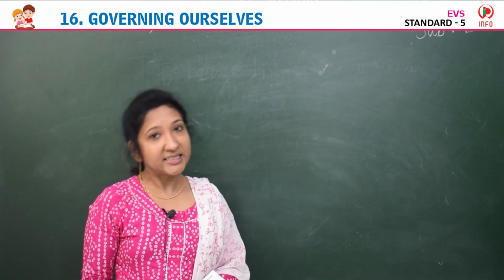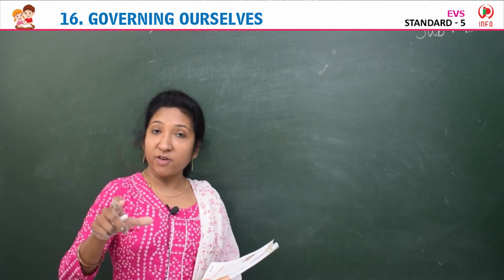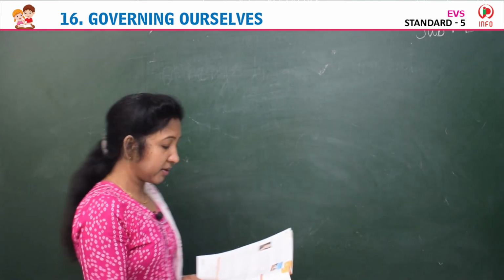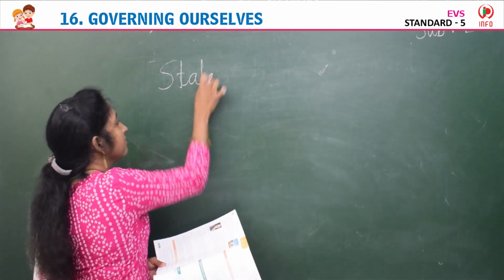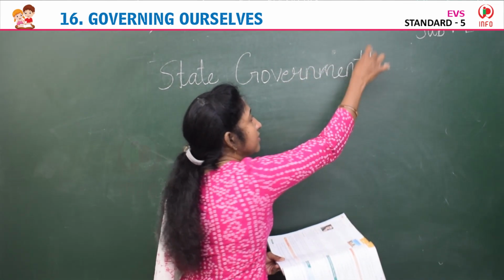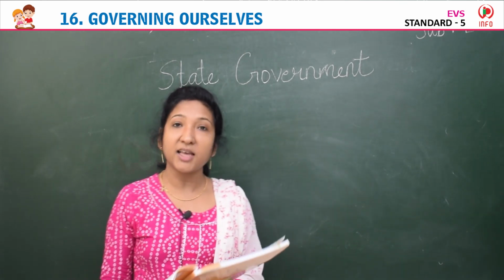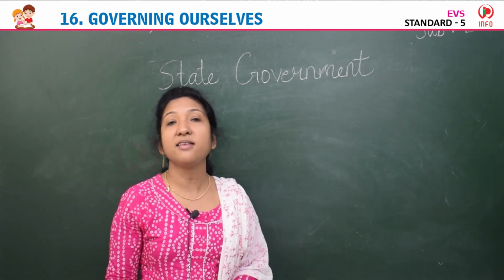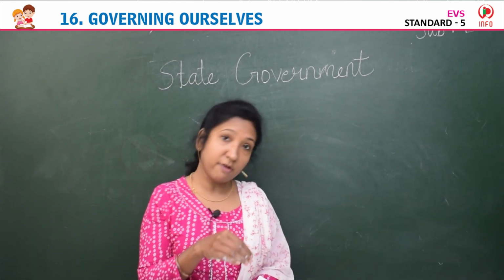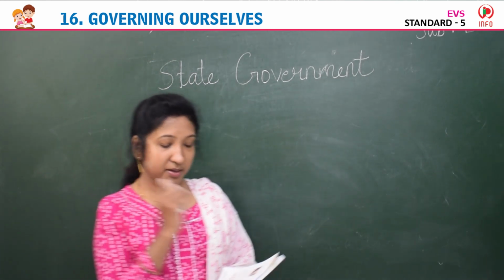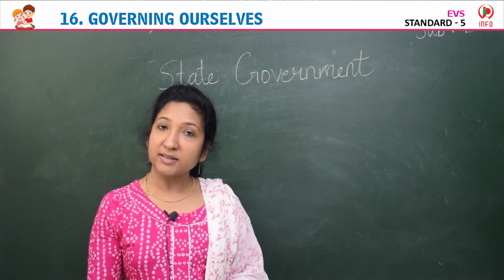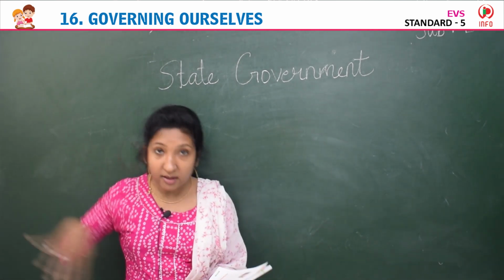So next is state government. So far we have learned how the government is formed. After that, state government. Every Indian state has a legislative assembly. I told you each state has a legislative assembly, and its members, along with the members of Lok Sabha and Rajya Sabha, elect the president. The legislative assembly is responsible for making the laws of that particular state.